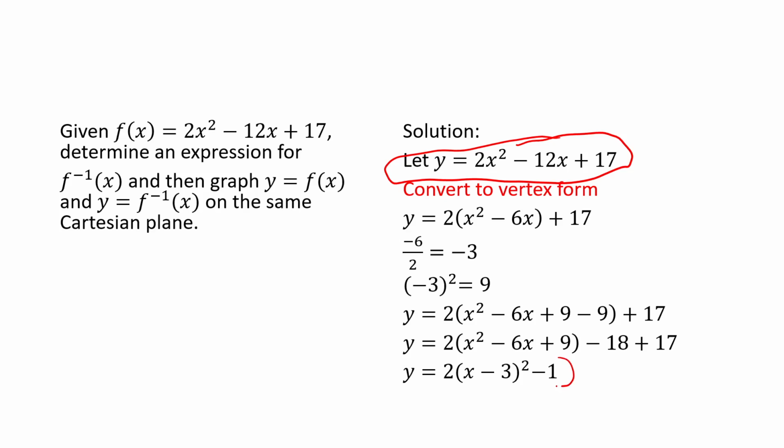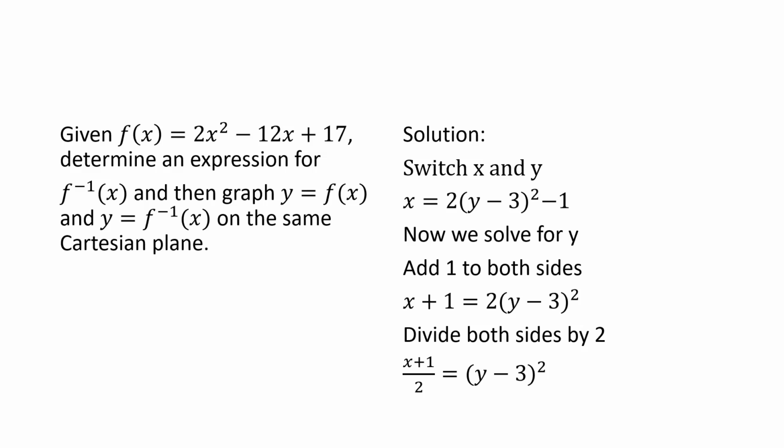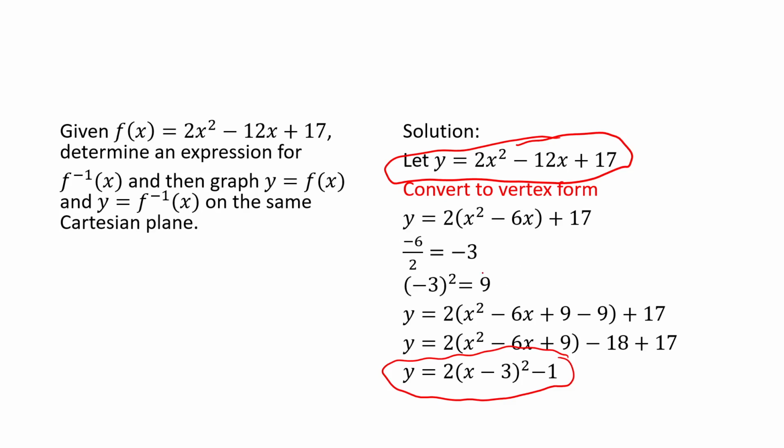The advantage to getting it in vertex form is that we only have one y on the left and one x on the right, and so switching is kind of easy. So what we do is we get the expression into vertex form. Now, however you do that is fine. In this example, we're completing the square, but you might choose to use partial factoring or the shortcut method or some other method of doing that.